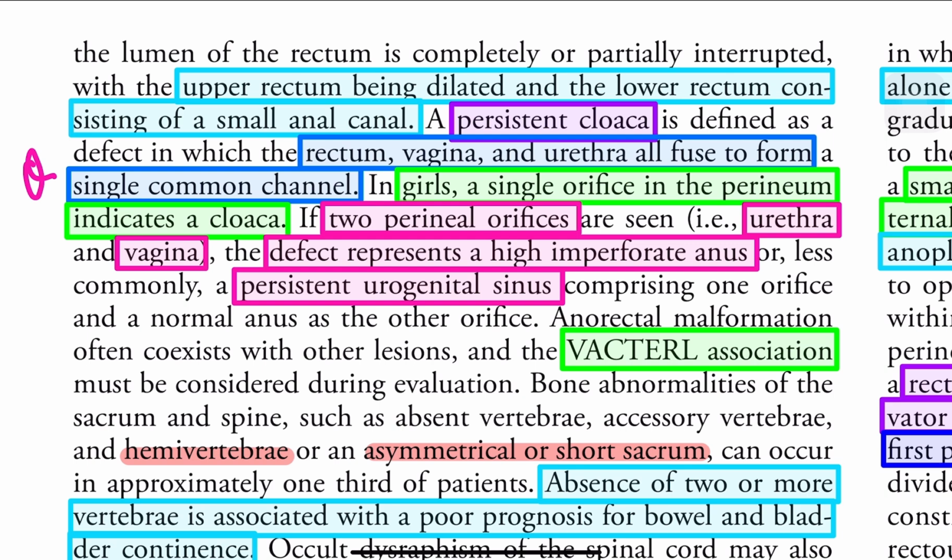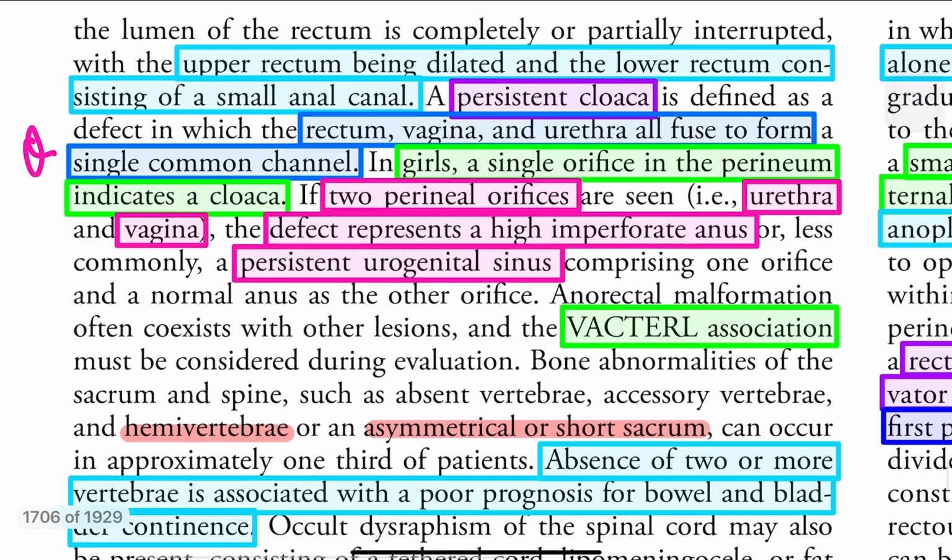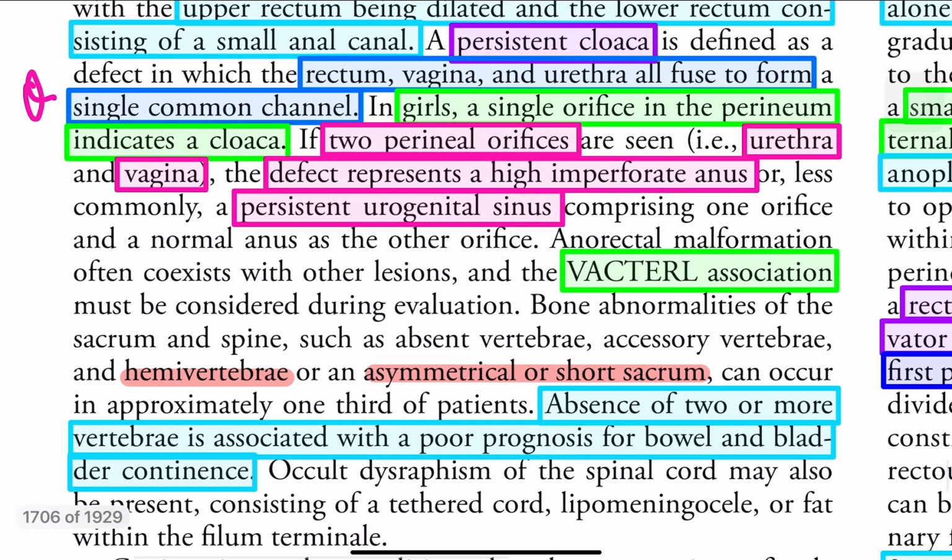If there are two perineal orifices, the urethra and vagina, the defect presents as a high imperforate anus. So if two openings are there, it is high imperforate anus, or less commonly persistent urogenital sinus. Then there is a VACTERL association. We'll tell in some other video what VACTERL is.